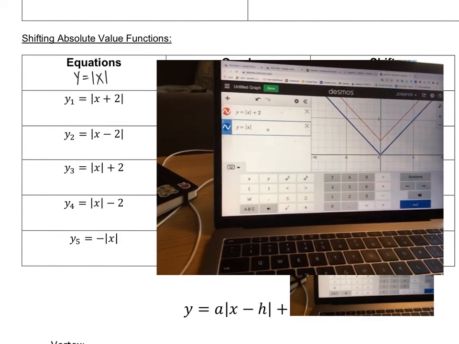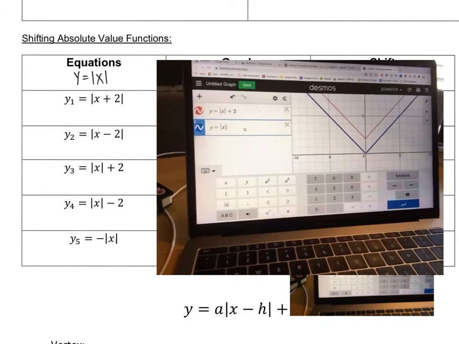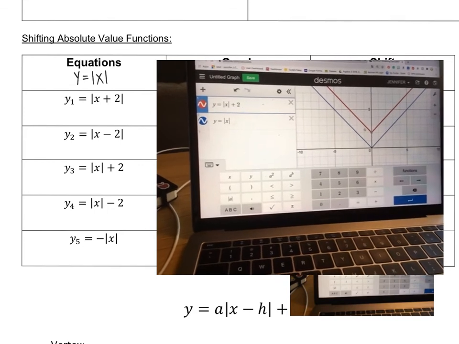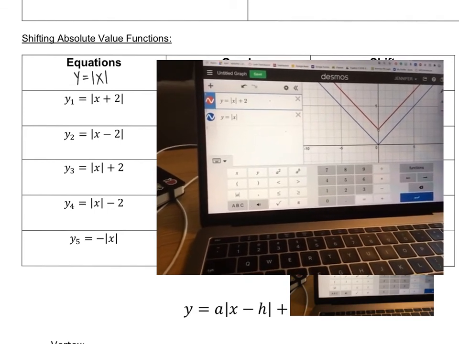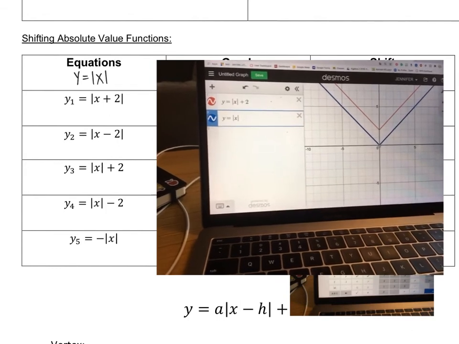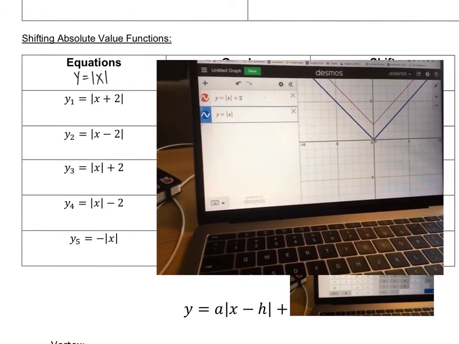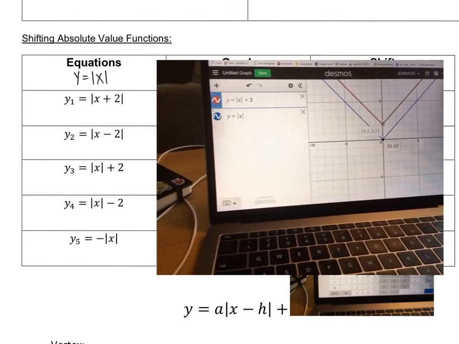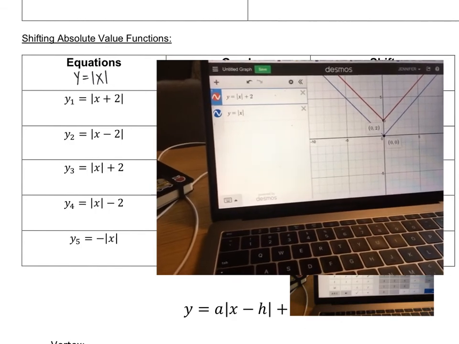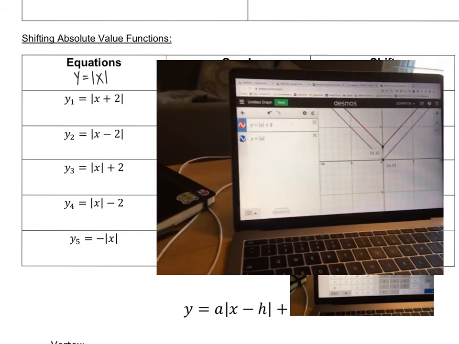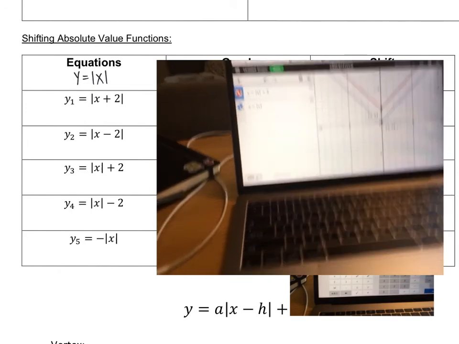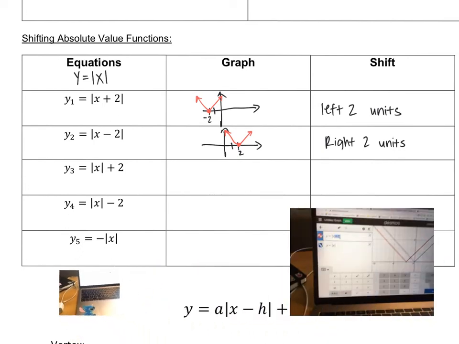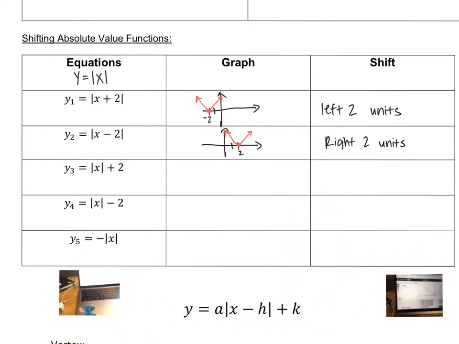So again, this blue line is the original parent function of the absolute value. But when we add a +2, notice that the vertex here is no longer at the origin. By the way, the middle point of the absolute value is what we call the vertex. You can see that the middle point is no longer at the origin. It is here at (0, 2). So that means it's shifted up 2 units. So let's record that.